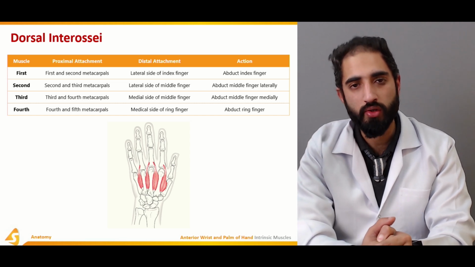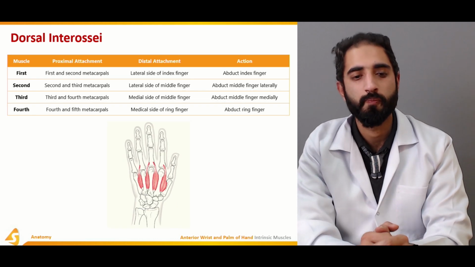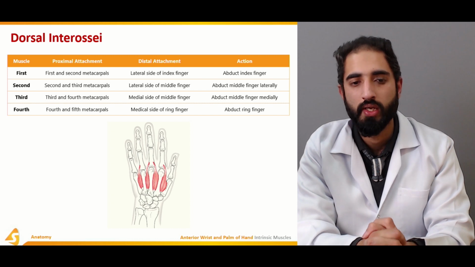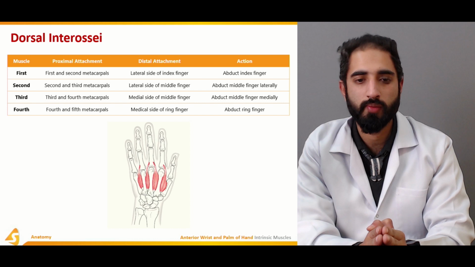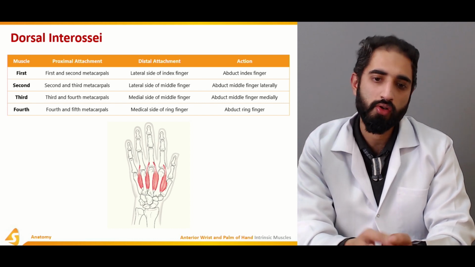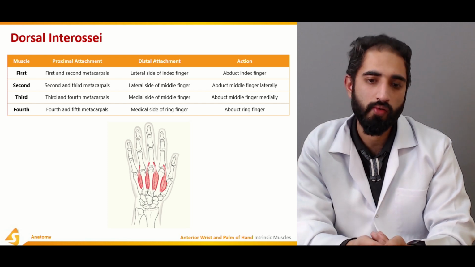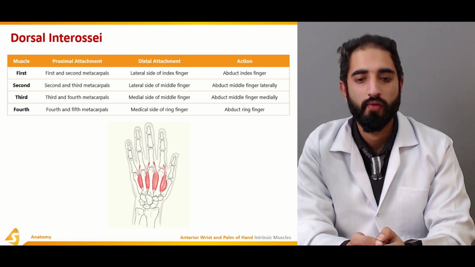Talking about the interossei muscles, we have the dorsal interossei and palmar interossei. We have four interossei: first, second, third and fourth. Talking about the first interosseous, the proximal attachment is the first and second metacarpal. For the second interosseous it is the second and third metacarpal, for the third interosseous it is the third and fourth metacarpal, and for the fourth interosseous it is the fourth and fifth metacarpal.